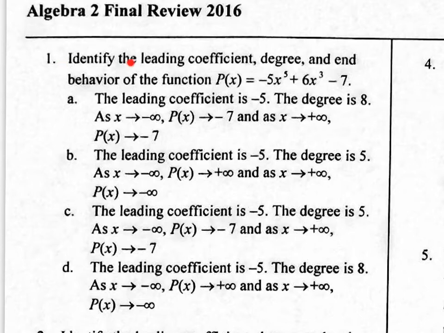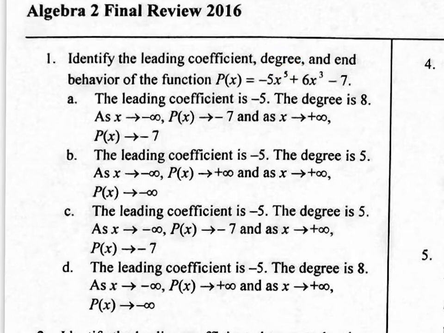It says, identify the leading coefficient. That's easy. It's the number that's out in front when it's in standard form, when it's in order from highest degree, highest exponent down to smallest, down to the constant at the end. So the leading coefficient is -5. The degree is the highest exponent, which happens to be 5.